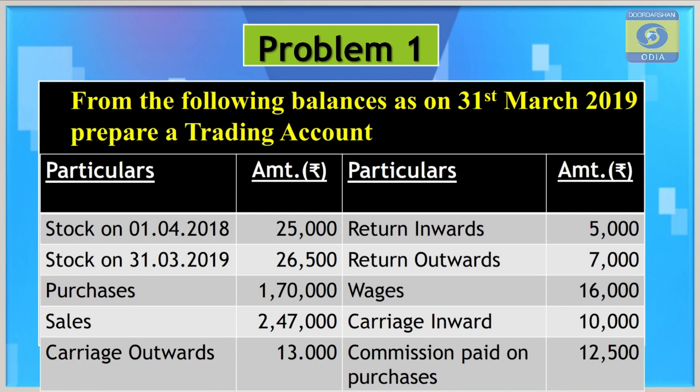Then we have the value of purchases. We also need to take a look whether there are any returns. Yes, the question is showing us returns, that is purchases returns or return outwards, that is 7,000. Next item we have is sales, that is 2,47,000. We will also take a look simultaneously whether there are any returns in the question. Yes, the question is showing us a return inwards also, that is of 5,000.